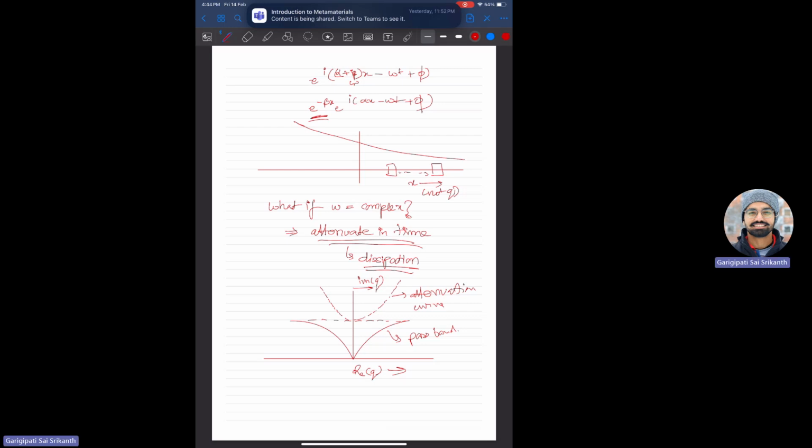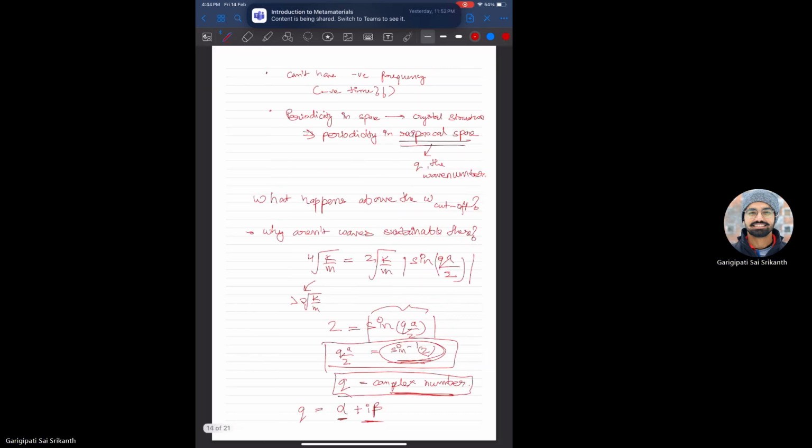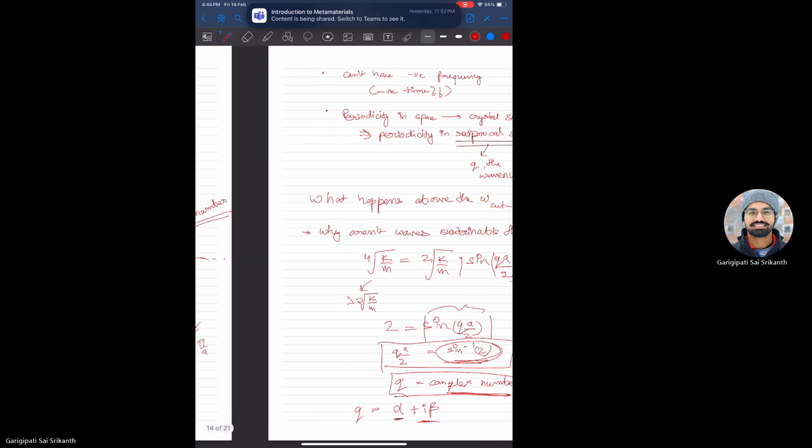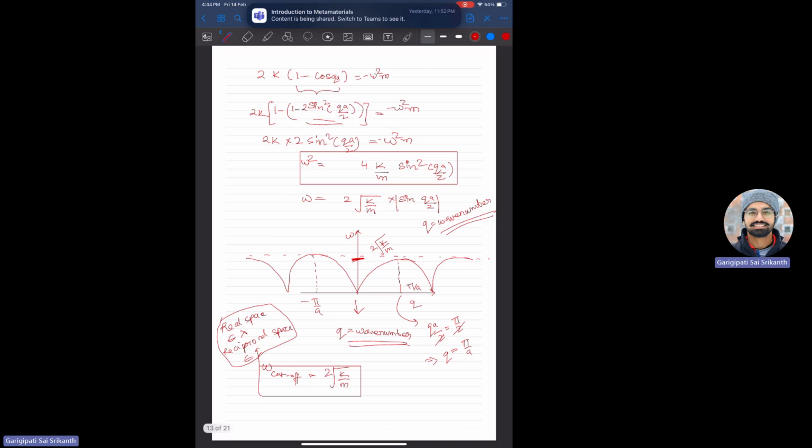Similarly, what happens if omega is complex? Then there is going to be decay in time. What do you call decay in time? You call that dissipation. So why are we talking about this? That means that this is the highest frequency at which the passband exists. Above this, there is no propagating wave. So we call that frequency cutoff.